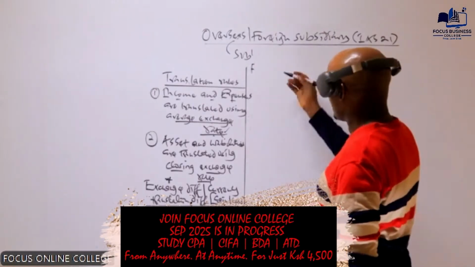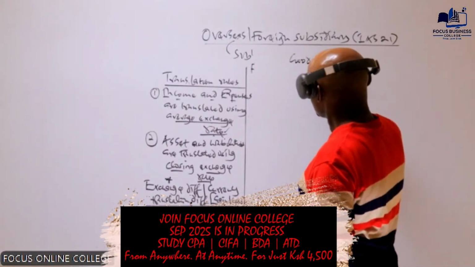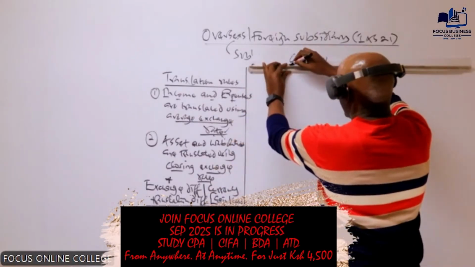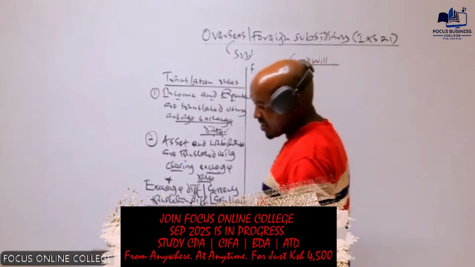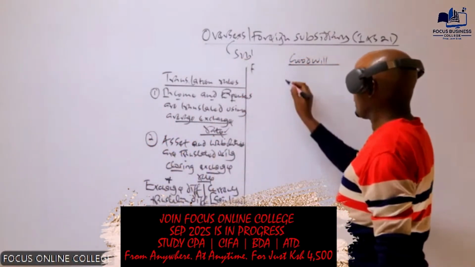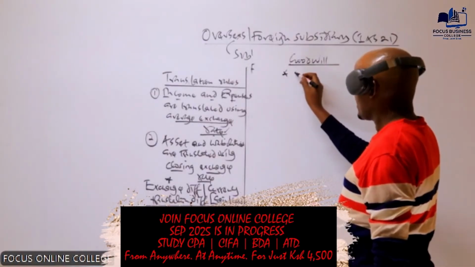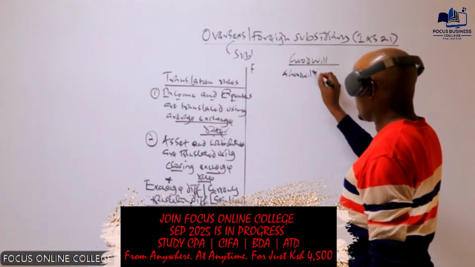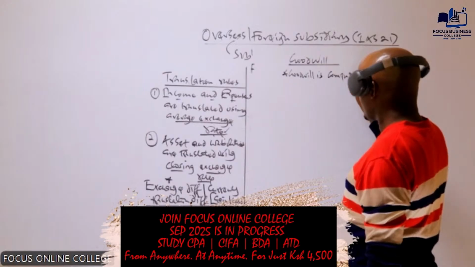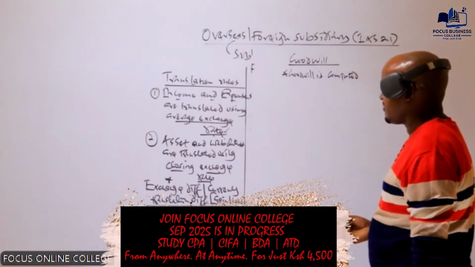So let's start with the goodwill. Remember, goodwill is the difference between the purchase consideration paid by the parent company and the net assets which were acquired. What is important to note first is that when computing the goodwill, we say that goodwill is computed using the foreign currency.